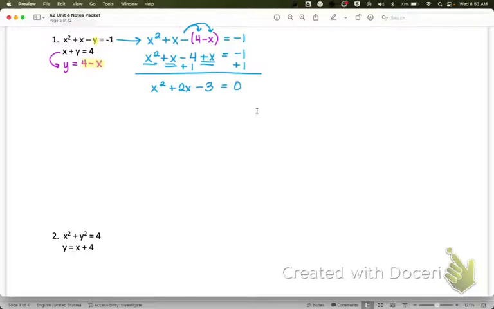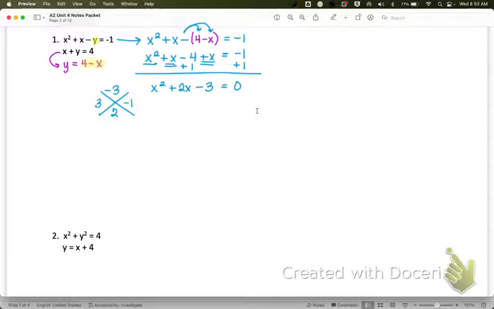Now we have a quadratic equation, so we're going to have to solve it just the way we did before. So we cannot use square roots. We have an x squared and an x. Let's think about if it's factorable. Does anything multiply to negative 3 and add to positive 2? And yes, 3 and negative 1 does that.